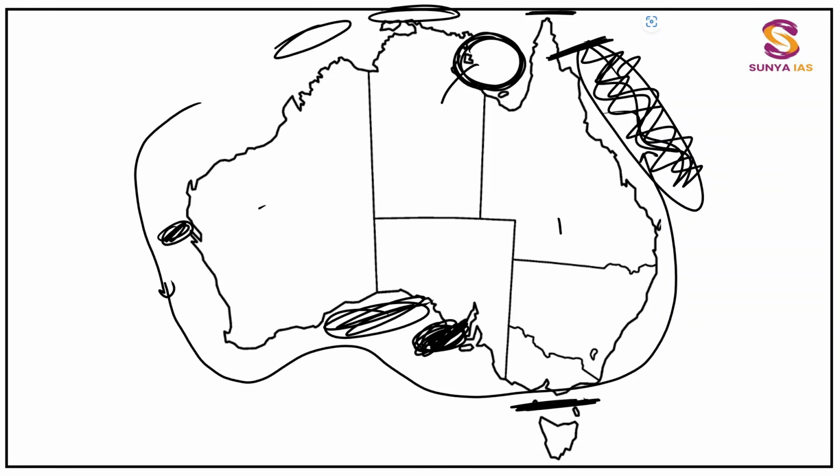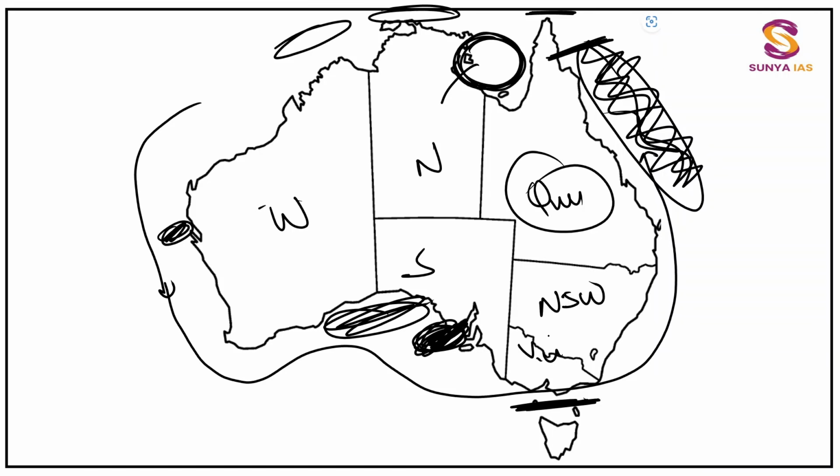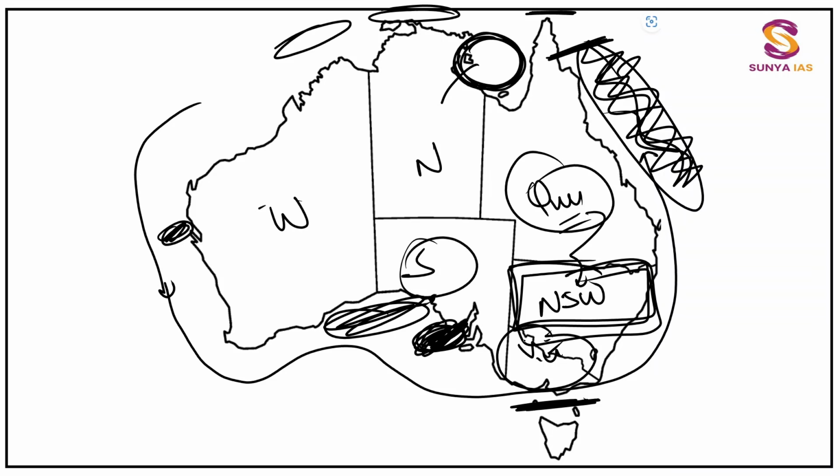Again, this is easy to remember: Western, Northern, Southern. This is New South Wales, this is Queensland, and this is Victoria. So between Queensland and Victoria you will be finding New South Wales. Remember like this, right? Between Queensland and Victoria, you are going to find New South Wales. Adelaide and Melbourne: Melbourne is the major city of Victoria, and Adelaide is in South Australia. Like this you can remember.